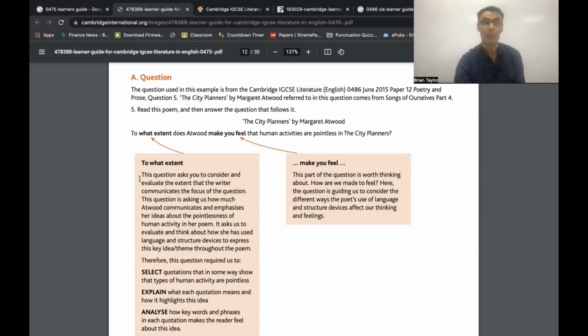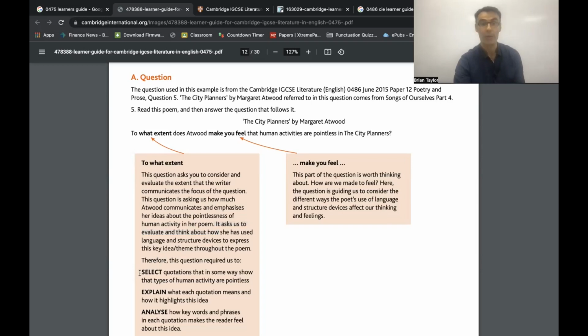To what extent? This question asks you to consider and evaluate the extent that the writer communicates the focus of the question. And then it breaks that down even further. The question is asking us how much Atwood communicates and emphasizes her ideas about the pointlessness of human activity in her poem. It asks us to evaluate and think about how she has used language and structural devices to express the key idea or theme throughout the poem.